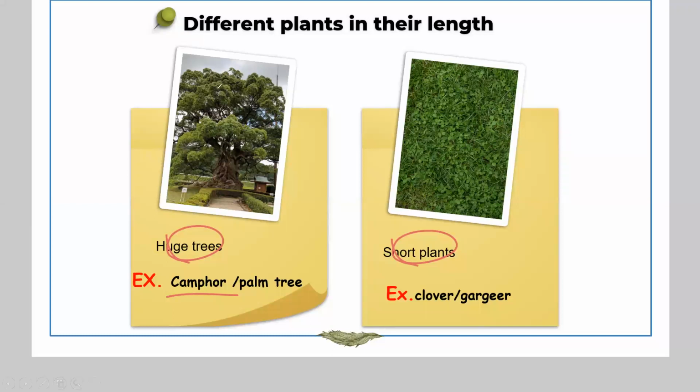Different plants and their lengths. We have huge trees and short plants. Huge trees such as camphor tree and palm tree. Short plants like clover and gargir, and it's pronounced gargir. It's a normal gargir, we know. So we have huge trees like camphor tree and palm tree, short plants such as clover and gargir.